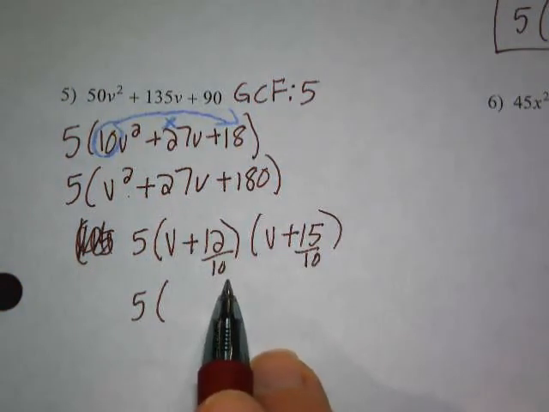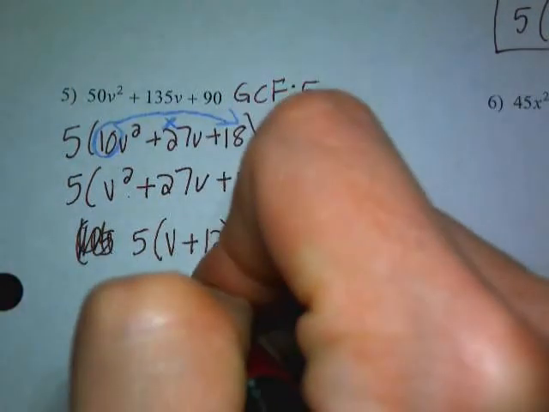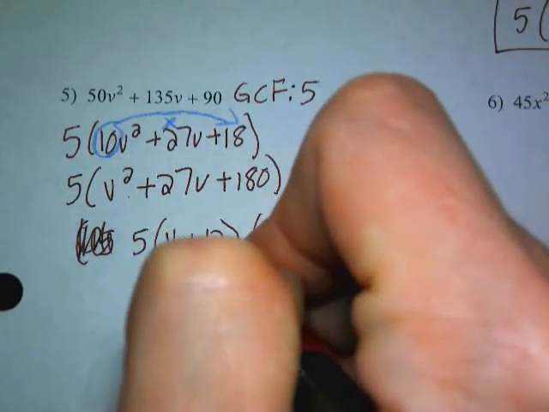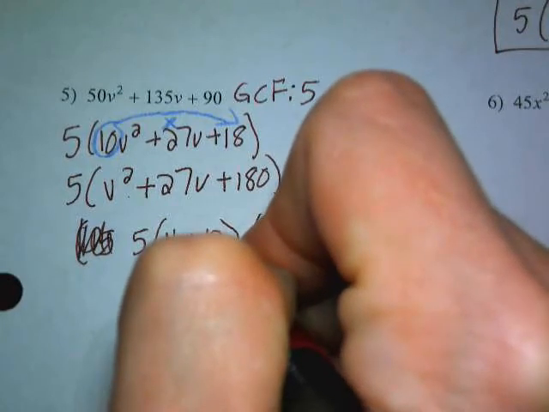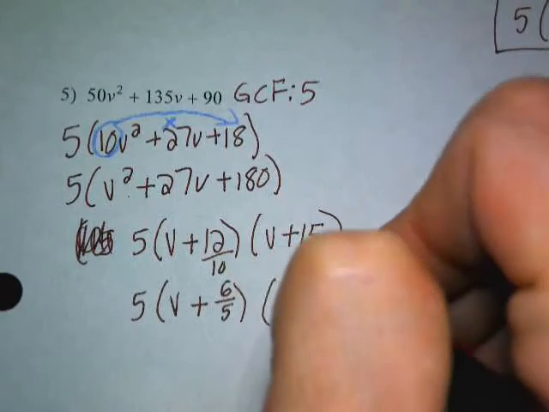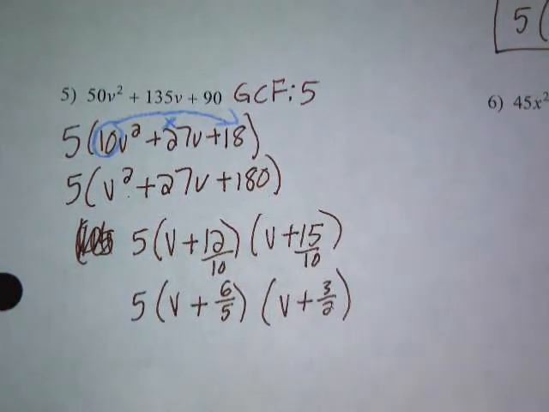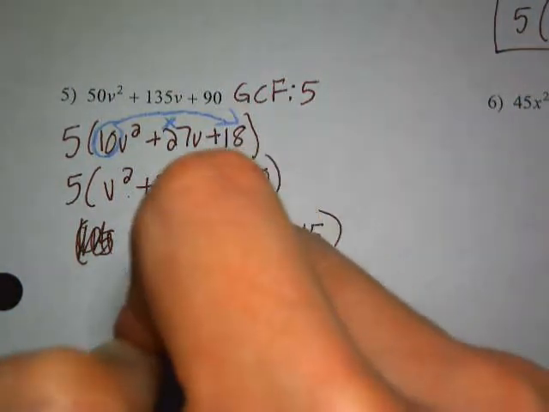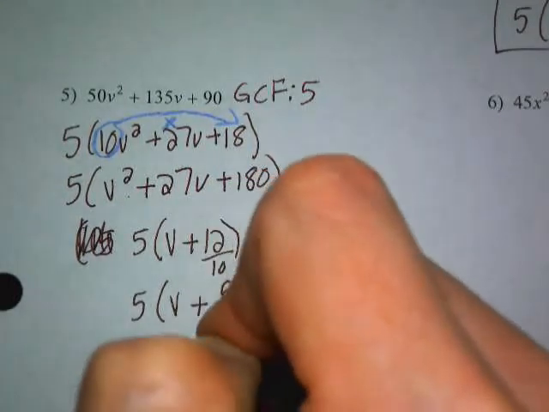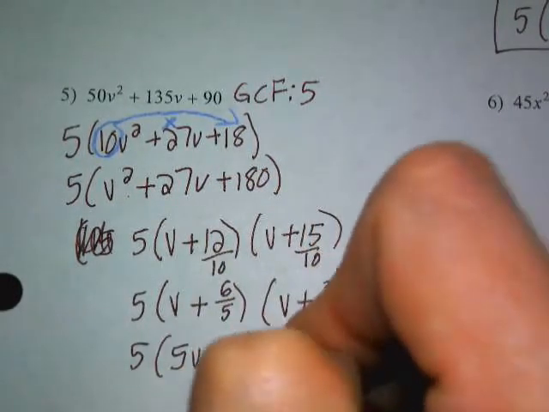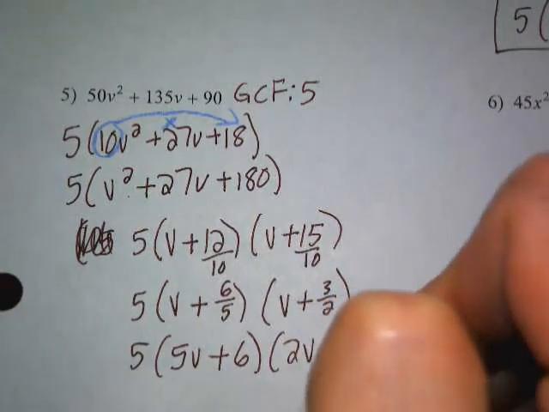Here, no even numbers, so I'm going to reduce my fractions. v plus 3/2, and then scooch my denominators. 5 times 5v plus 6 times 2v plus 3.